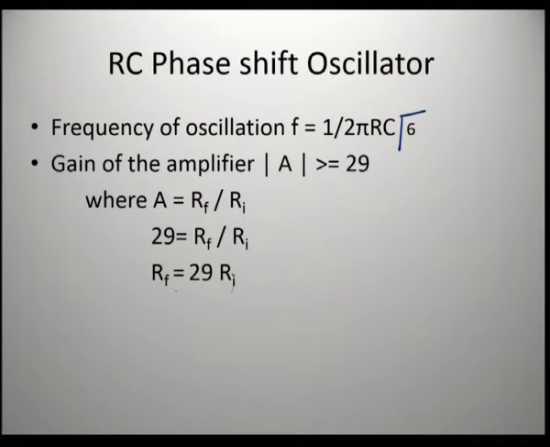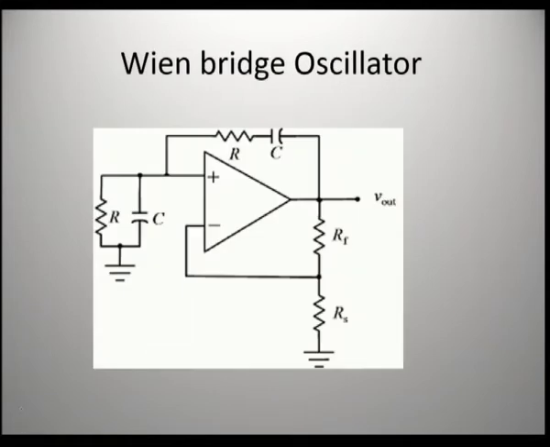So, while designing the oscillator circuits, you have to choose the values of the resistors such that the condition RF is equal to 29 R1 is satisfied. This oscillator is used for generating low frequency oscillation. And next is the Wien bridge oscillator.